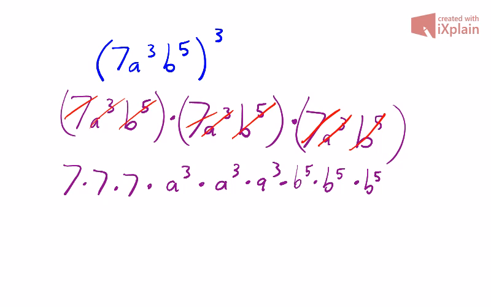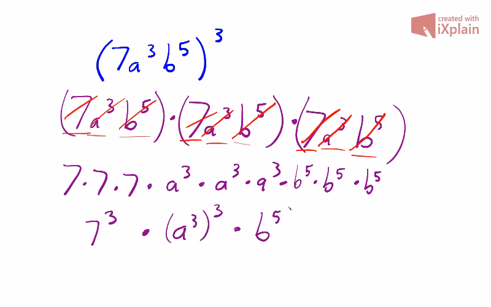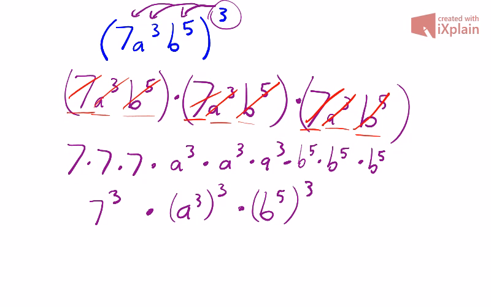So we had right here 7 times 7 times 7 times a cubed times a cubed times a cubed times b to the 5th times b to the 5th times b to the 5th. So I rearranged that into this, and what I end up with is 7 cubed times a cubed cubed times b to the 5th cubed. So what happened was this exponent right here got applied to all three of the parts of our multiplied portion inside of the parentheses there.